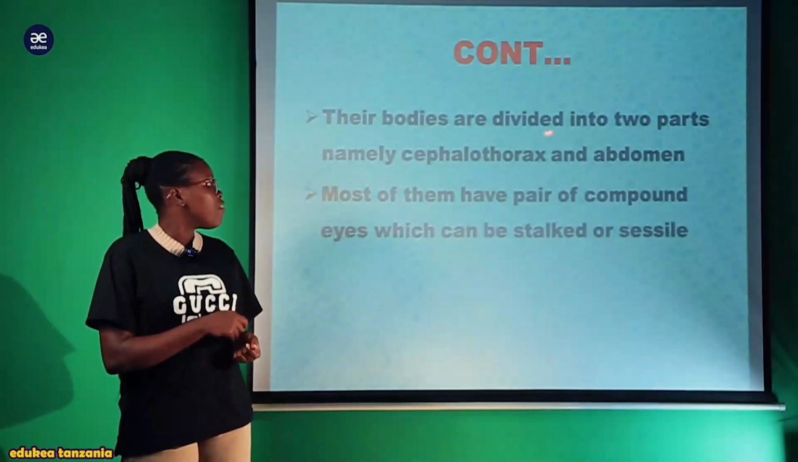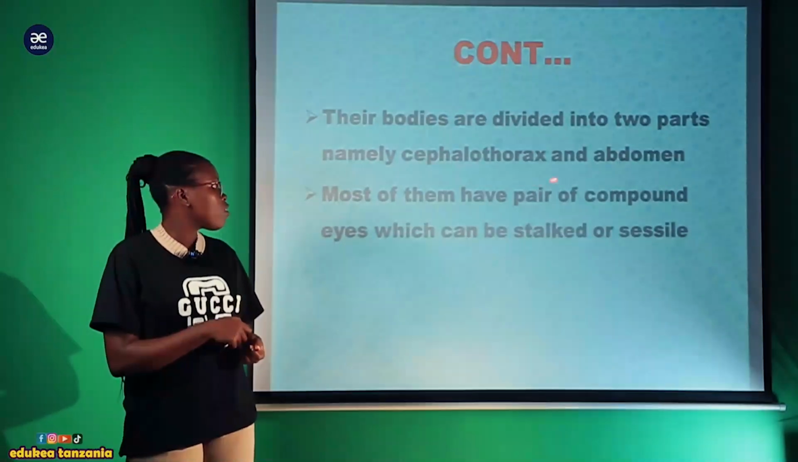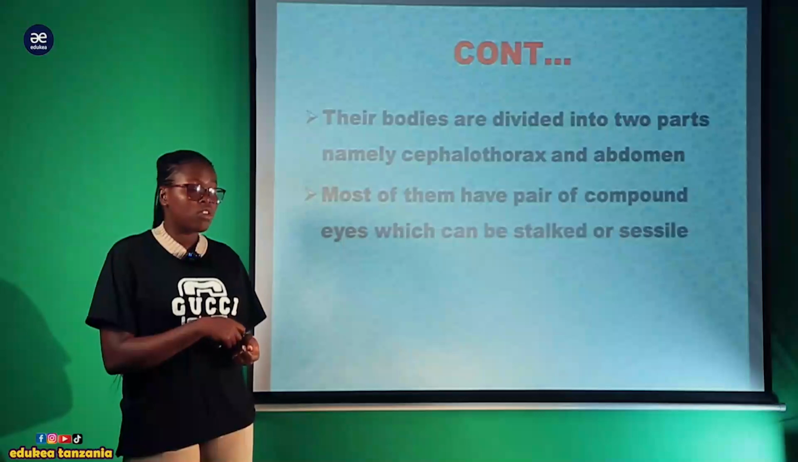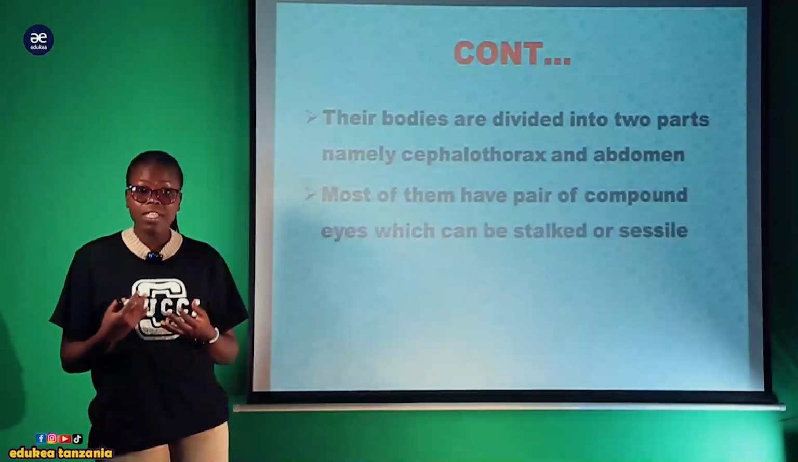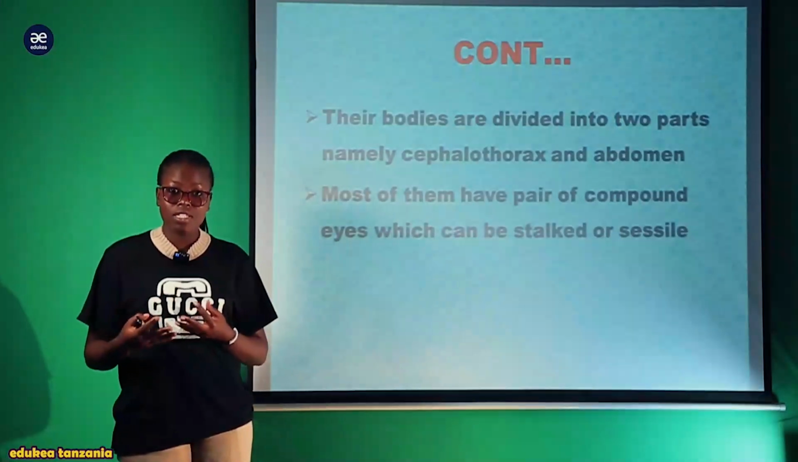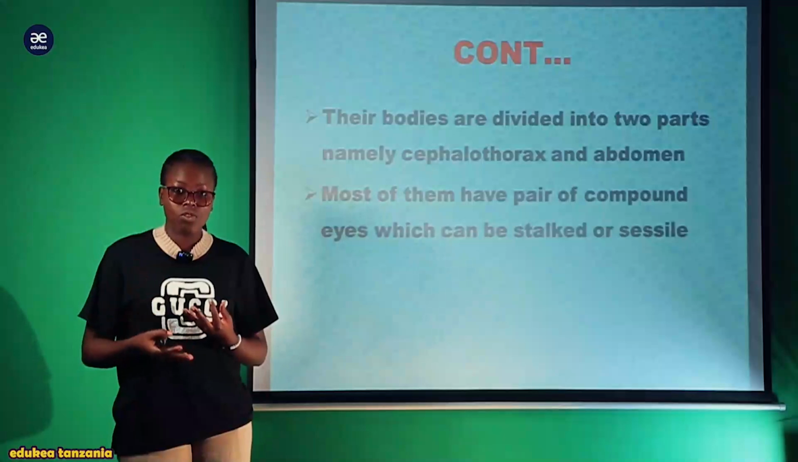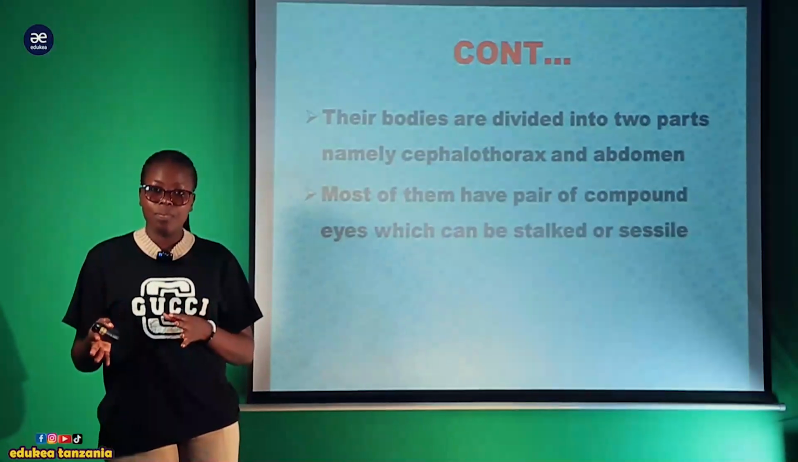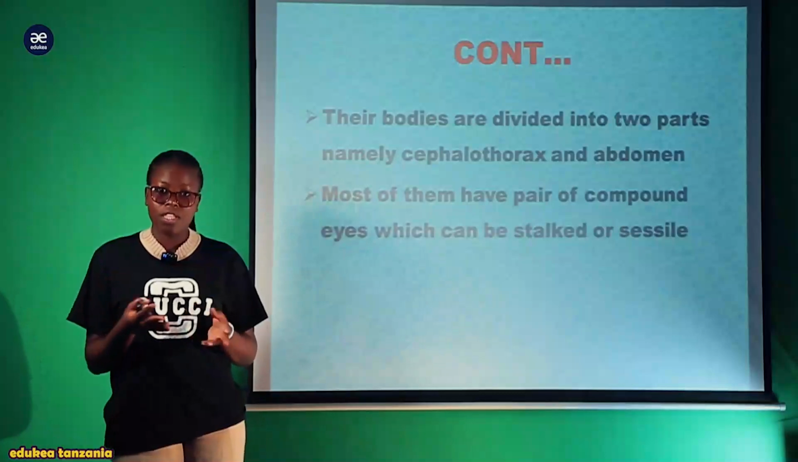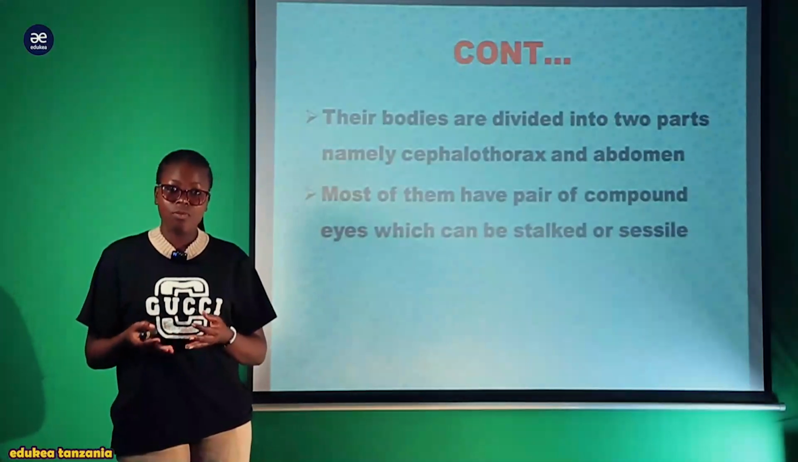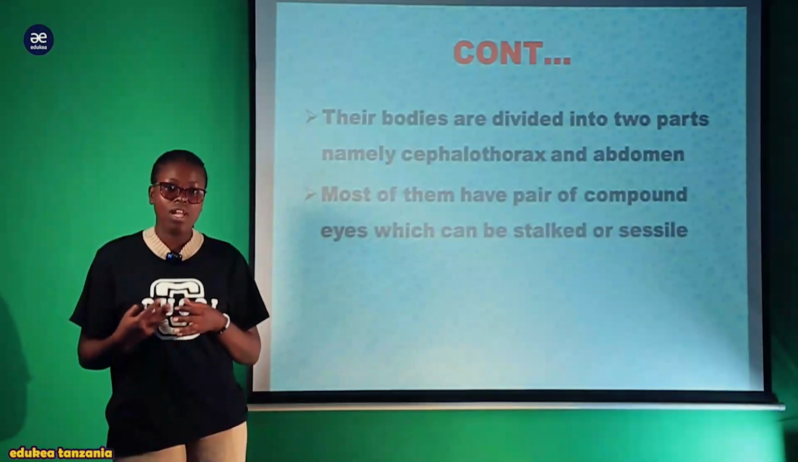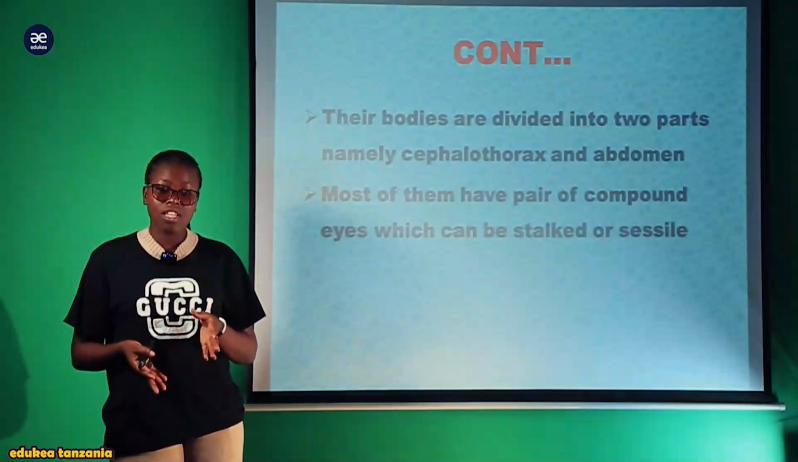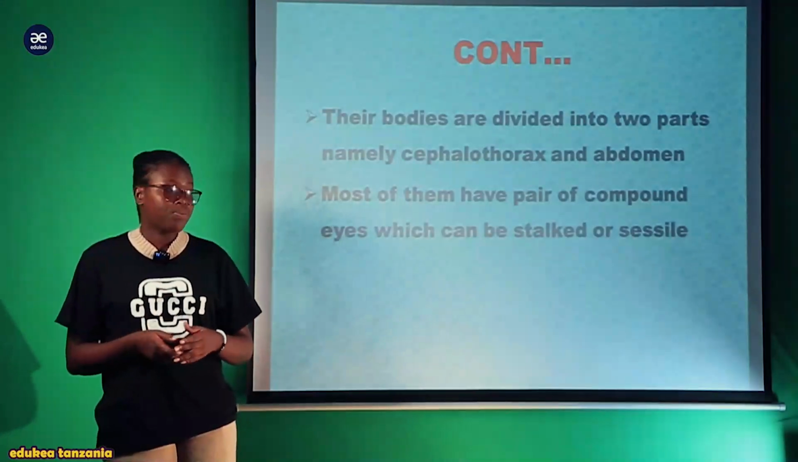Also, their body is divided into two parts, namely the cephalothorax and the abdomen. The cephalothorax is formed by the combination of the head and the thorax. So they have two distinct body parts, the cephalothorax and the abdomen, where the cephalothorax is formed after the fusion of the thorax and the head, meaning that they have two tagmata.